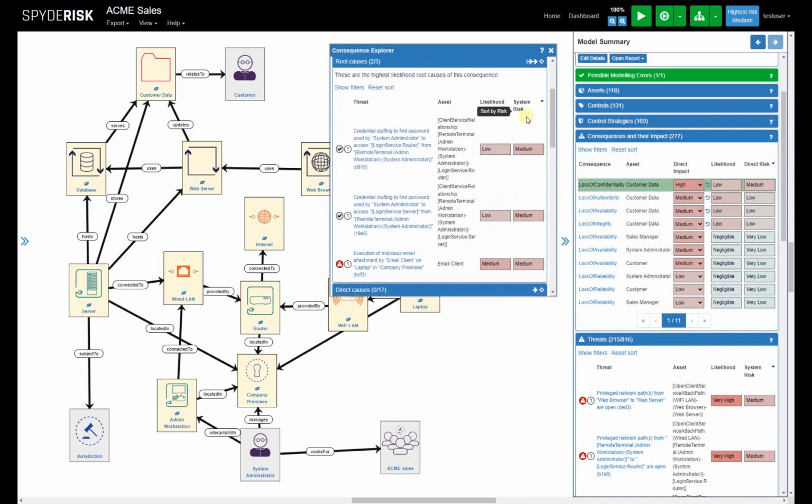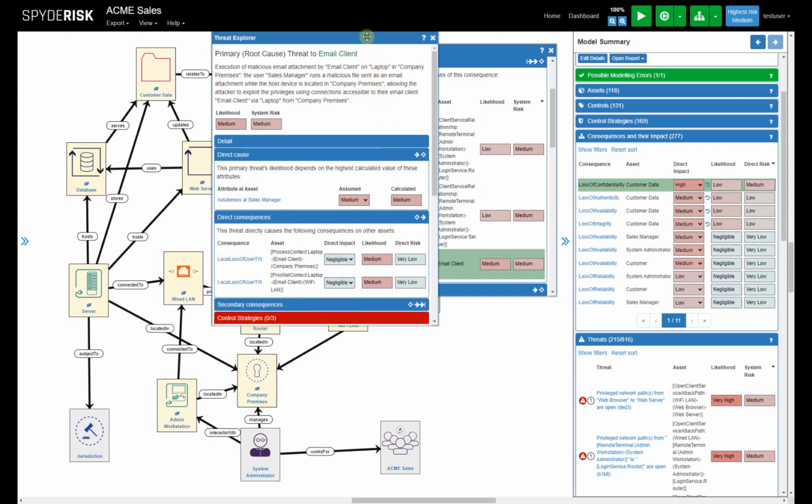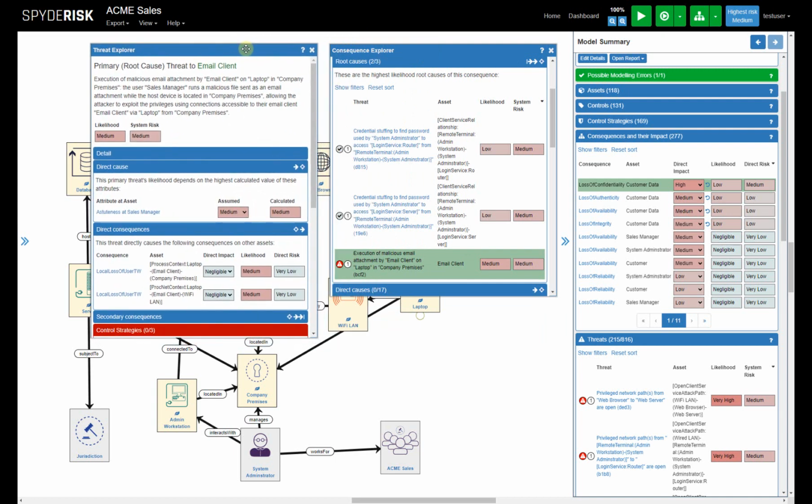One of the root causes is execution of a malicious email attachment, and you can just see hiding underneath the panel here that it's highlighting the laptop and the company premises and other assets involved. And if we click on that, we get the Threat Explorer, which tells us more about that threat. So this is the malware infection we discussed before, and that's the root cause.